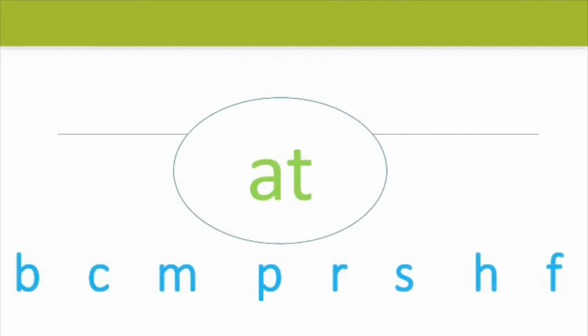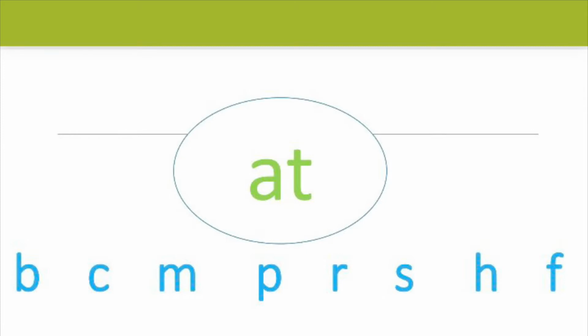From the word at, we will be creating some new words. Yes, some new words with the letters you see. Now, let's call the name of the letters that we see. We see B, C, M, P, R, S, H, and F. Fantastic! Now, all of these letters have a special sound.